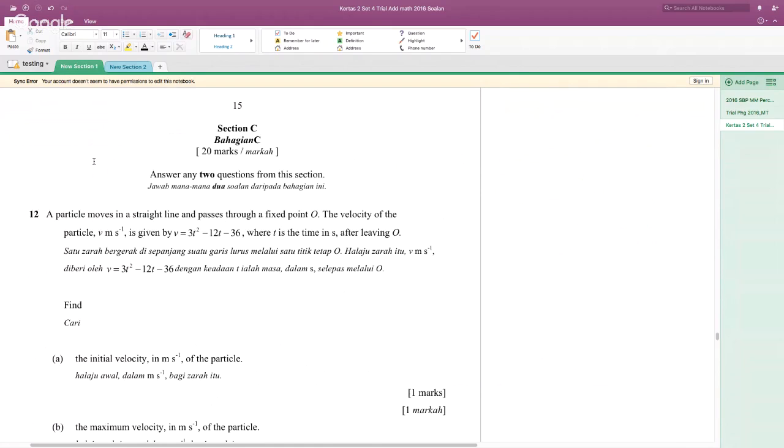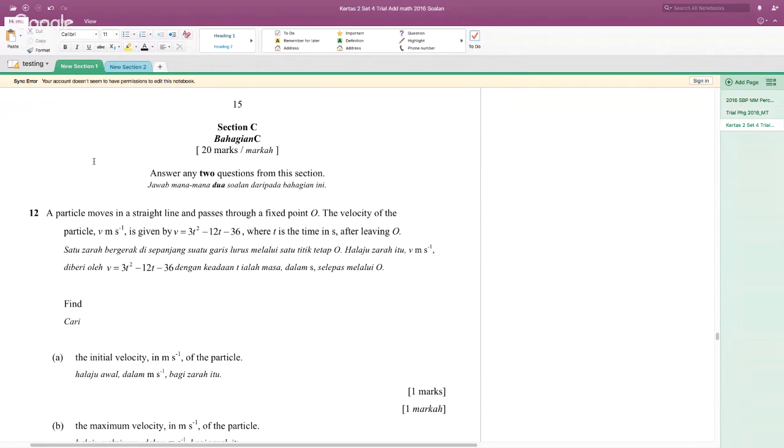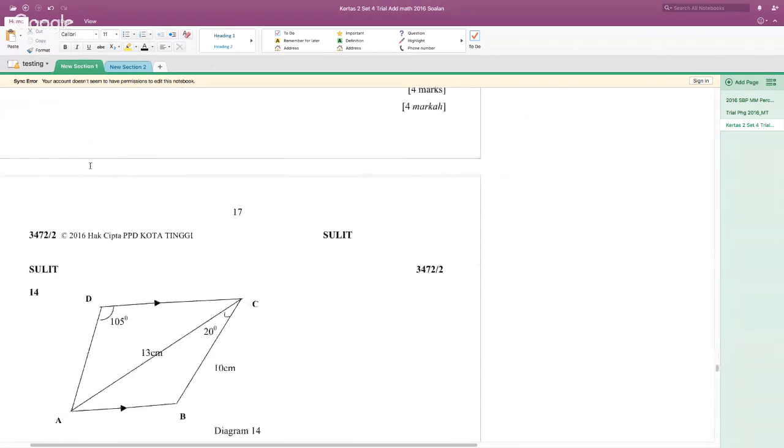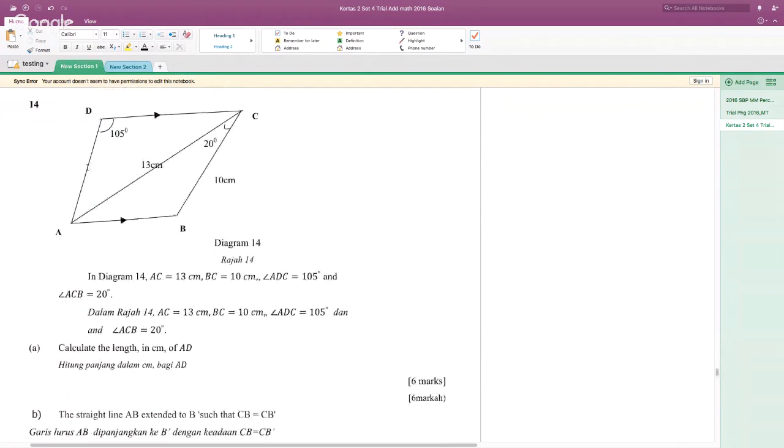Okay, so then let's discuss the triangle and the index number. For the triangle question, let's have a look. We have all the centimeters here: AC equals 13 centimeters, BC equals 10 centimeters, and angle ACB is 20 degrees. Calculate the length of AD.